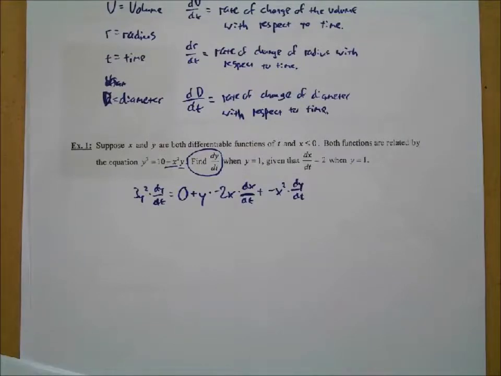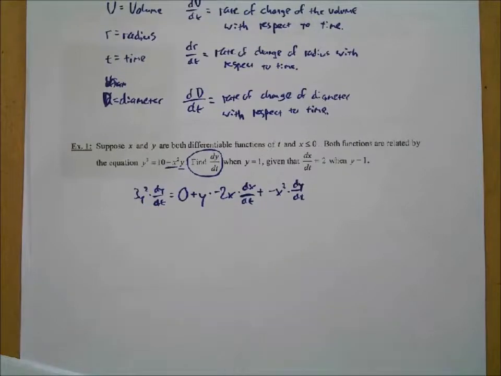All right. So at this point, if we're trying to find dy/dt, and we're given some information there, what might be a good next step? Any ideas? How should we maybe proceed from here? If we're trying to solve for dy/dt?